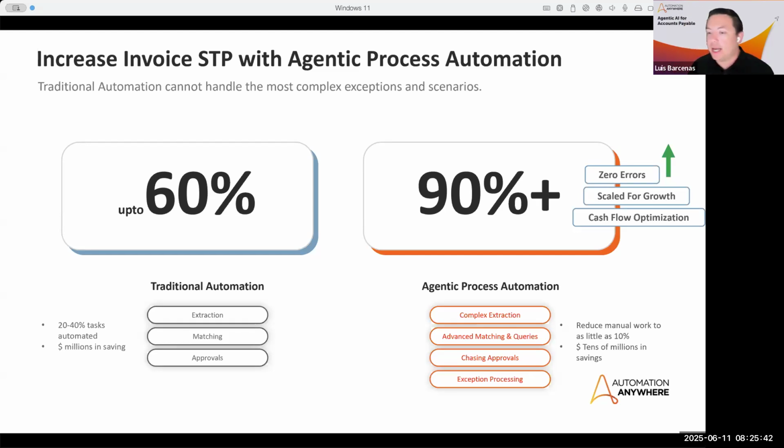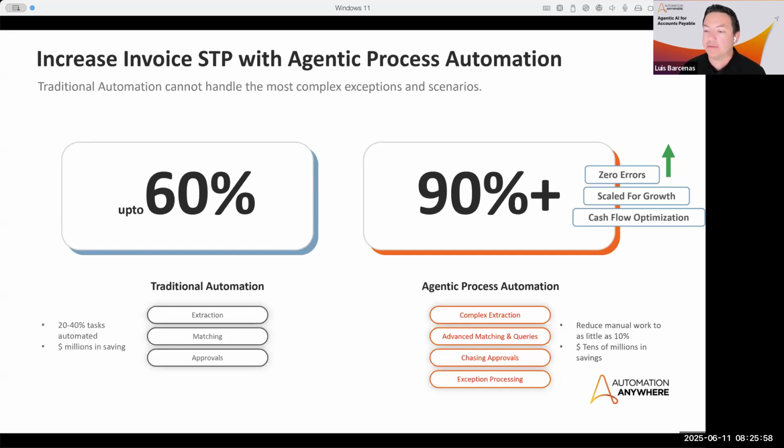And then the last piece here is the exception processing, right? Because even when you have all of these technologies, and even when you can achieve a higher straight-through processing, there's always going to be some type of exceptions, right? There's always going to be some type of anomalies.